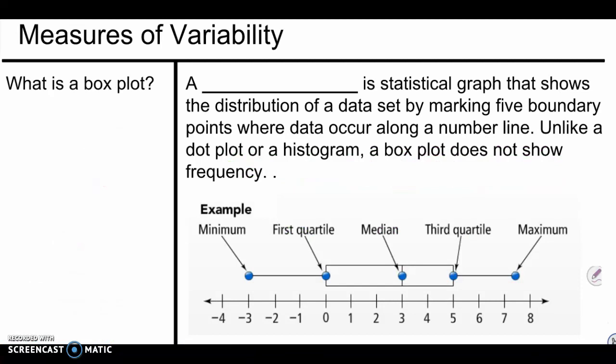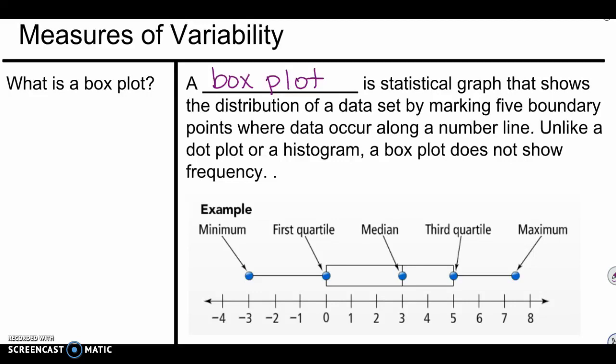All right, let's talk about a box plot. What is a box plot? A box plot is a statistical graph that shows the distribution of a data set by marking 5 boundary points where data occur along a number line. Unlike a dot plot or a histogram, a box plot does not show frequency.